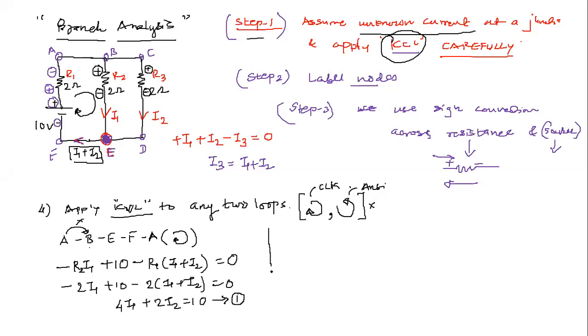And then let us go for the second loop, right? This one. Now let us go for this loop. Let me write down B, C, D, E, back to B, right? Now let us write down the equation. From B to C, I don't see anything there. Then C to D.